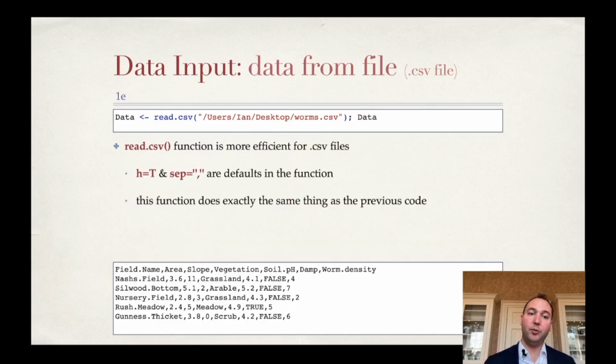There is a separate function called read.csv because CSV files are used so often. It's very similar to read.table, but it sets the separator as a comma for obvious reasons, and it sets the header as true because this is the most common data type typically used in R.